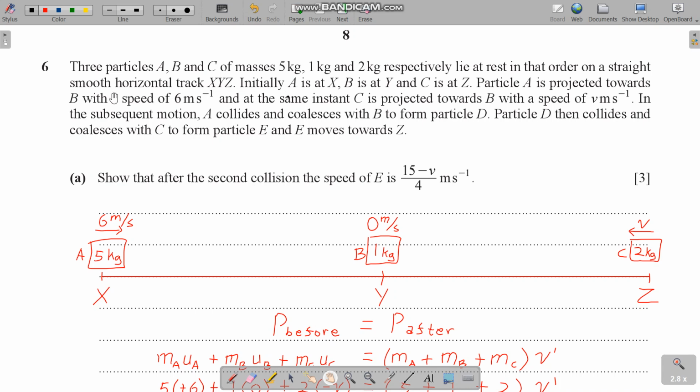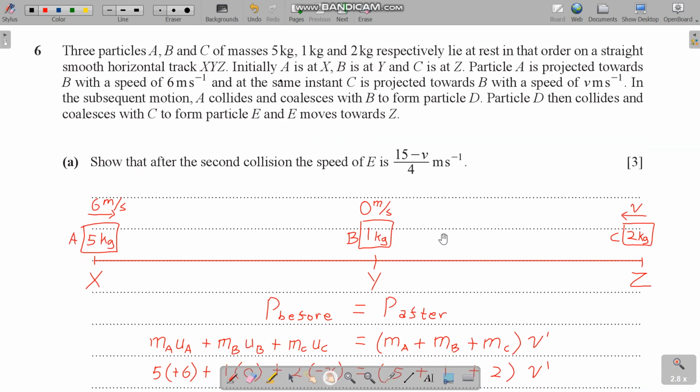Of kinematics. Three particles A, B, C, masses 5, 1, 2 kg, horizontal, A at X, B at Y, C at Z. A moves towards B at 6 meters per second, B is stationary, and C moves towards B, so to the left, at speed v. A coalesces with B, they stick together, and then they coalesce with C, so they stick together again, and they move towards Z.